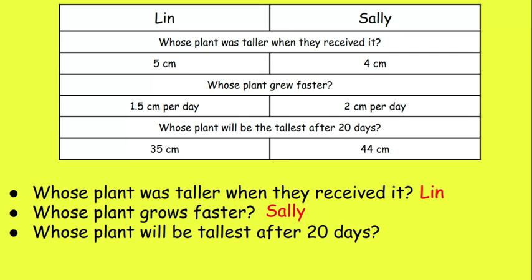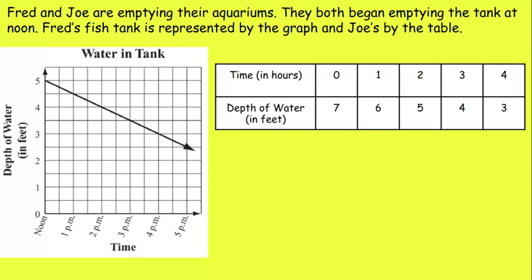And whose plant will be tallest after 20 days? Well, I showed you how to determine how tall each plant would be after 20 days. And we recorded it here. So Lynn's would be 35 centimeters after 20 days and Sally's would be 44. So whose plant would be taller after 20 days? It would be Sally's because hers is 44 centimeters tall.